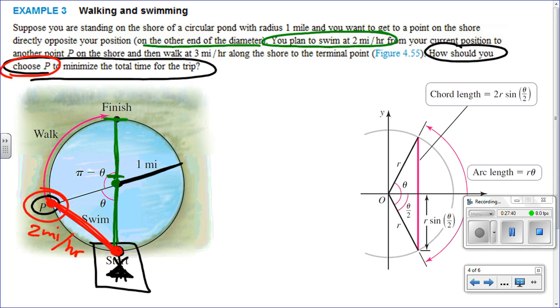Now let's see what else the problem contains. After that, after arriving to that point, she's going to walk from that point to the finish line. And what is her walking speed? 3 miles. So she can walk faster than what she can swim.